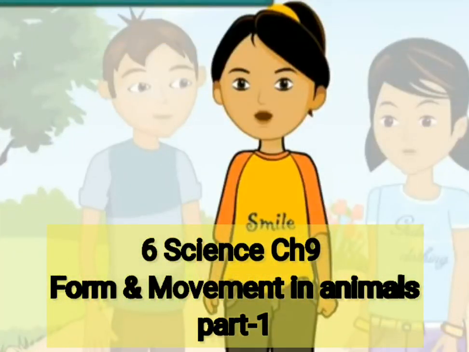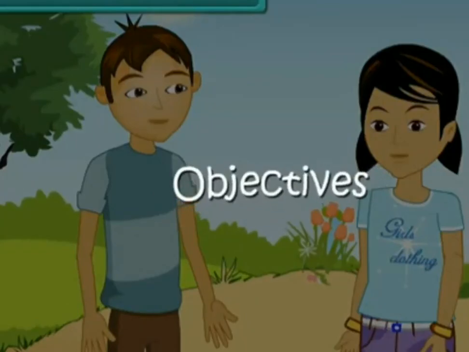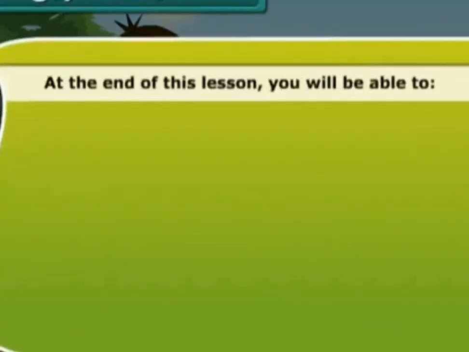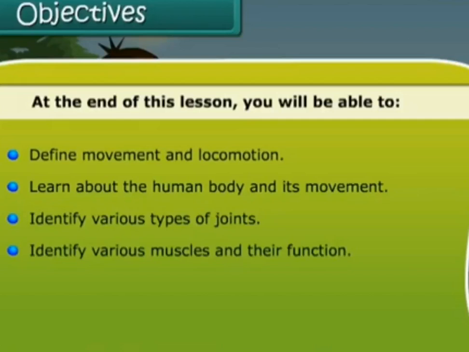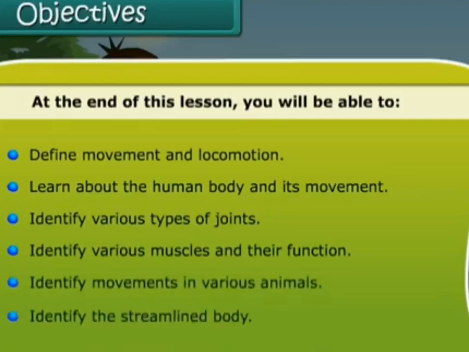Children, in this lesson, we will learn about body movement and the difference between movement and locomotion. Objectives. At the end of this lesson, you will be able to define movement and locomotion, identify movements in various animals, identify the streamlined body.